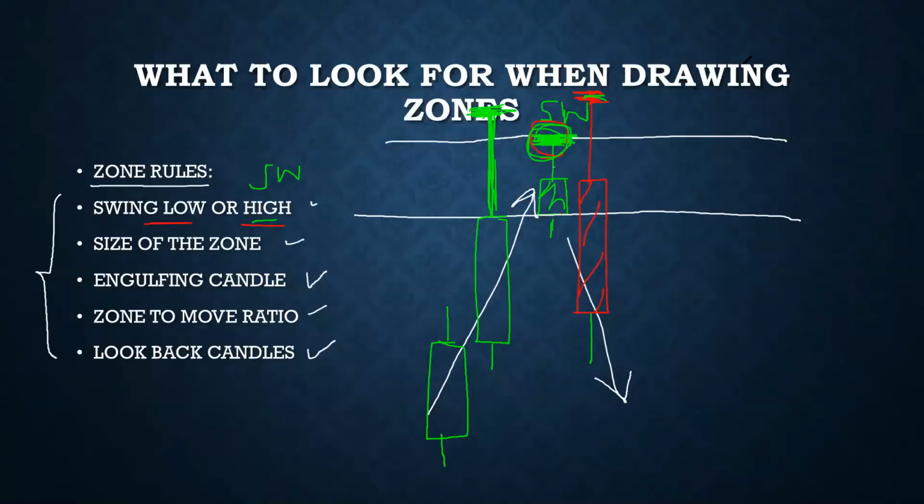So we talked about engulfing. We talked about swing high and swing low, and look back candles. Now we will drop to zone to move ratio, okay? So let me erase this real quick. Hope you guys drew the right.